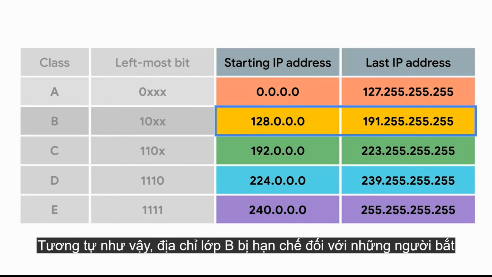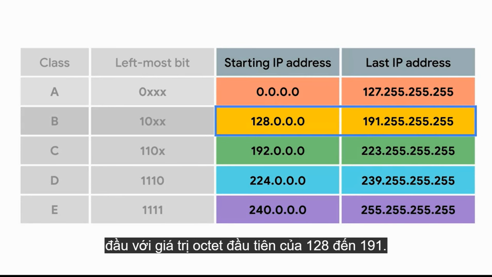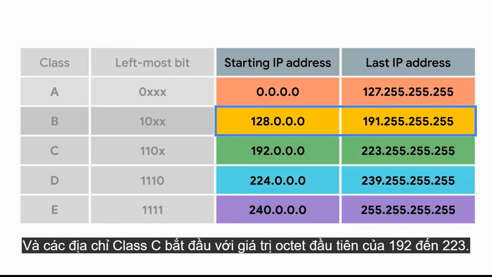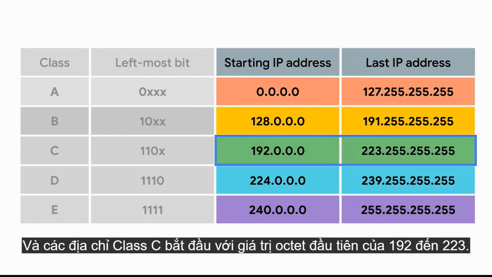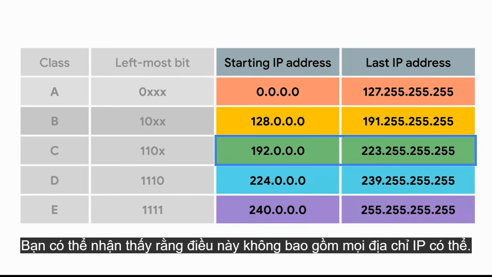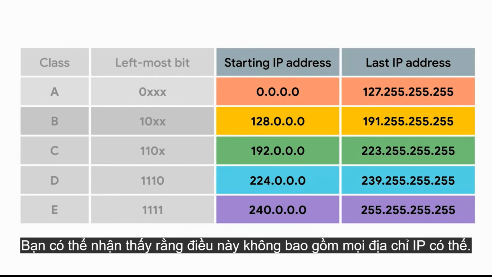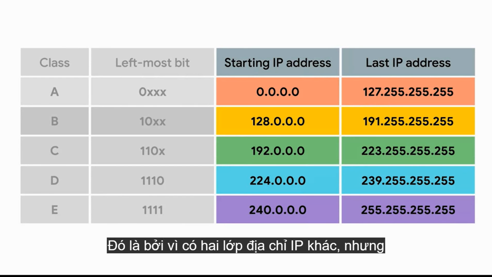Similarly, Class B addresses are restricted to those that begin with the first octet value of 128 through 191, and Class C addresses begin with the first octet value of 192 through 223. You might notice that this doesn't cover every possible IP address. That's because there are two other IP address classes, but they're not quite as important to understand.